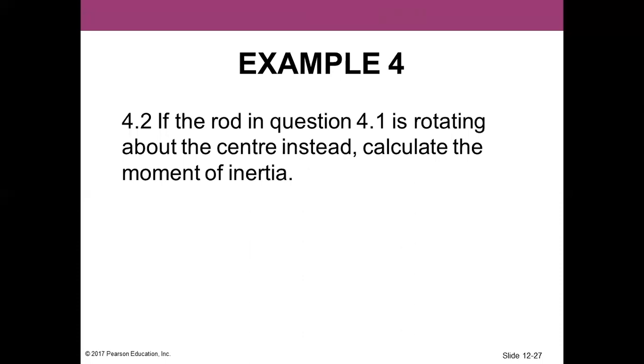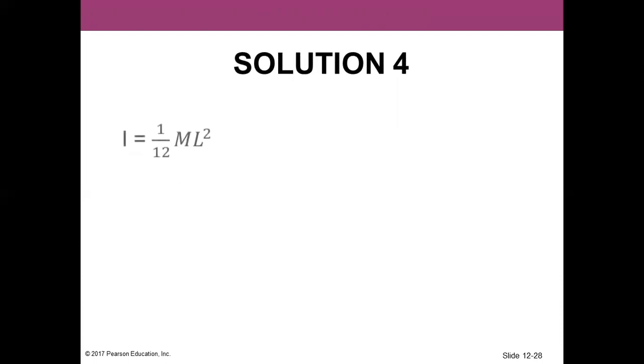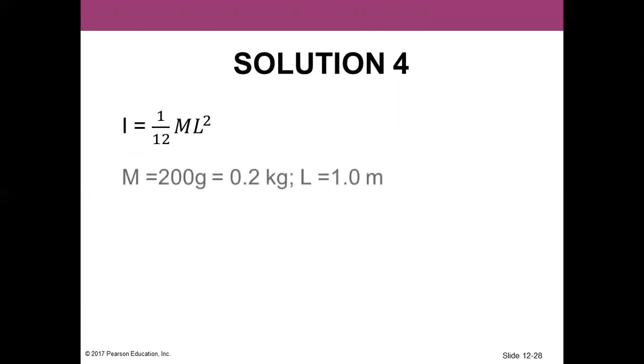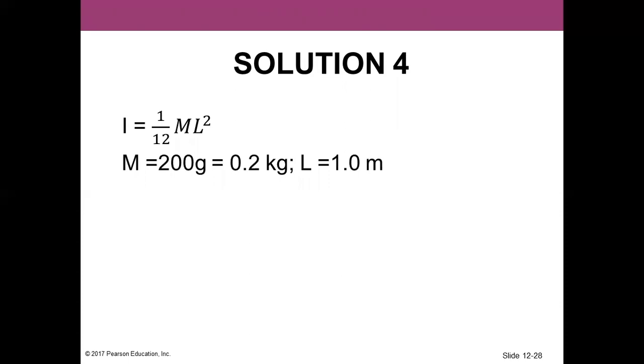Now let's check if the rod in question 4.1 is rotating about the center, like about the center of mass. Instead, we need to calculate the moment of inertia, and the formula now is I equal to 1/12 ml squared. The mass is 200 grams, which is 0.2 kilograms, and L is 1.0 meters.